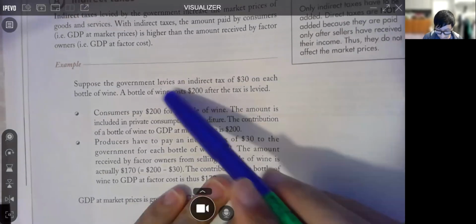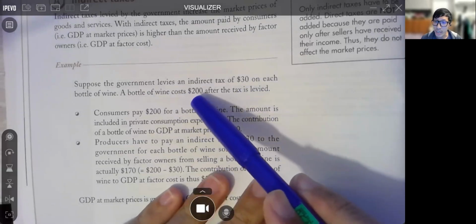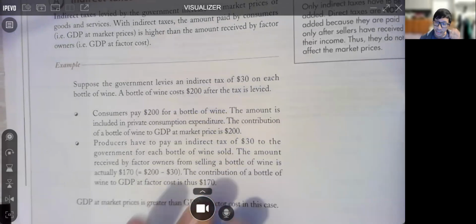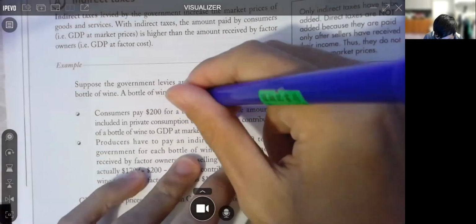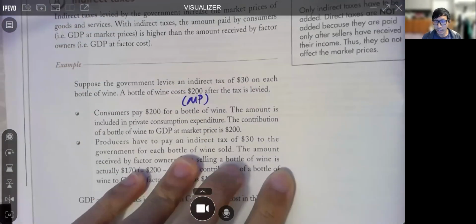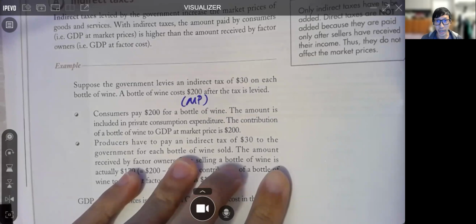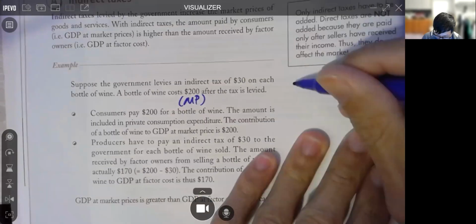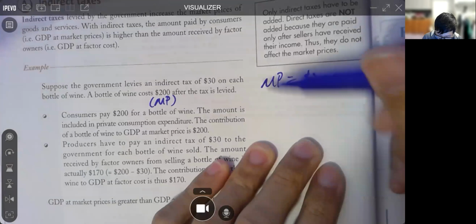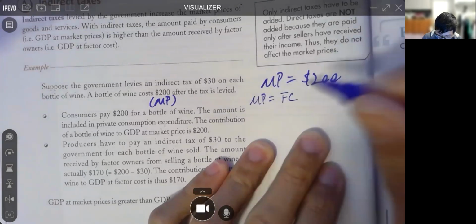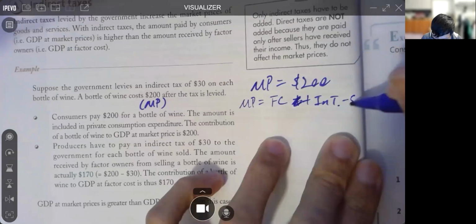Okay, now let's look at several examples and then we look at one past paper to end this very short video, right? Now, suppose the government levies an indirect tax, and then a bottle of wine costs 200 after the tax is levied. Okay, after the tax, what does that mean? It means that this is the market price. Okay, so let's calculate. For each bottle sold, the GDP contribution at market price would be $200. What about at factor cost? Remember, market price equals factor cost plus indirect tax minus subsidy, right?